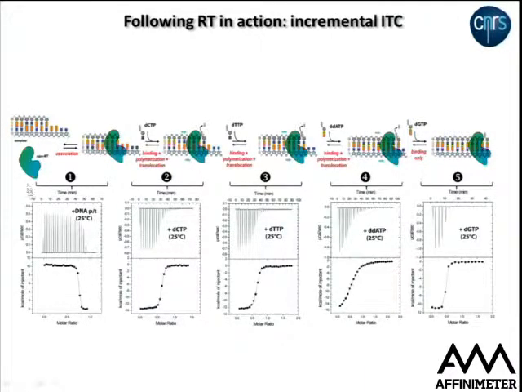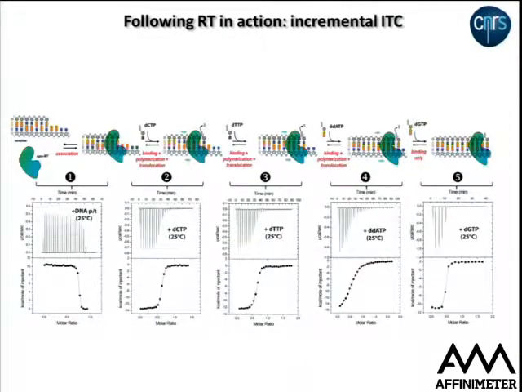So here is an example where we start by DNA binding to the protein. When we saturate the protein with DNA, we stop the titration. Then we add the first incoming nucleotide, dCTP, and we see binding and polymerization of the first nucleotide. We see then binding and polymerization of dTTP, binding and polymerization of the chain terminator ddATP, and finally binding only of dGTP on the same sample.